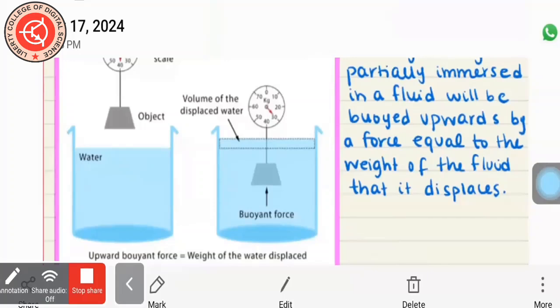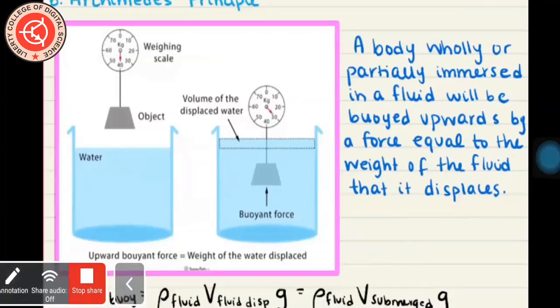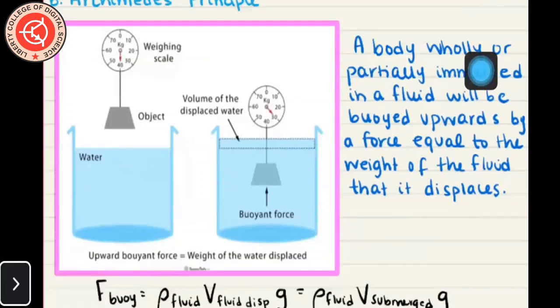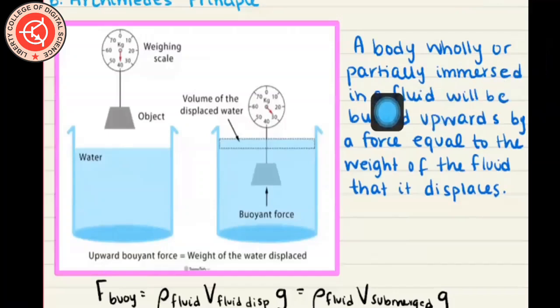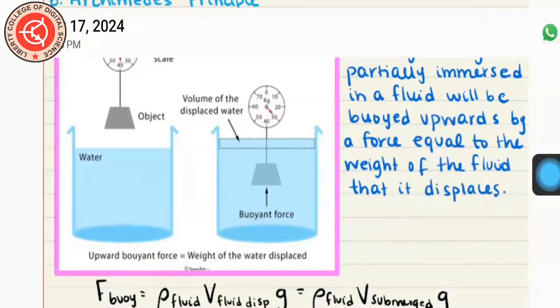Let's first of all state what is Archimedes' principle. It says a body wholly or partially immersed in a fluid will be buoyed, meaning that it's going to pop up or be acted upon upward by a force, in a fluid, will be buoyed upwards by a force equal to the weight of the fluid that is displaced. So this weight of the fluid that is displaced is now what is important to us.